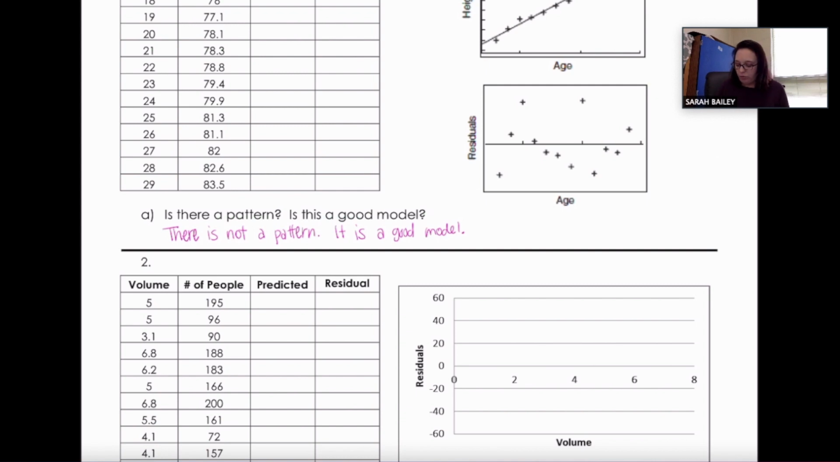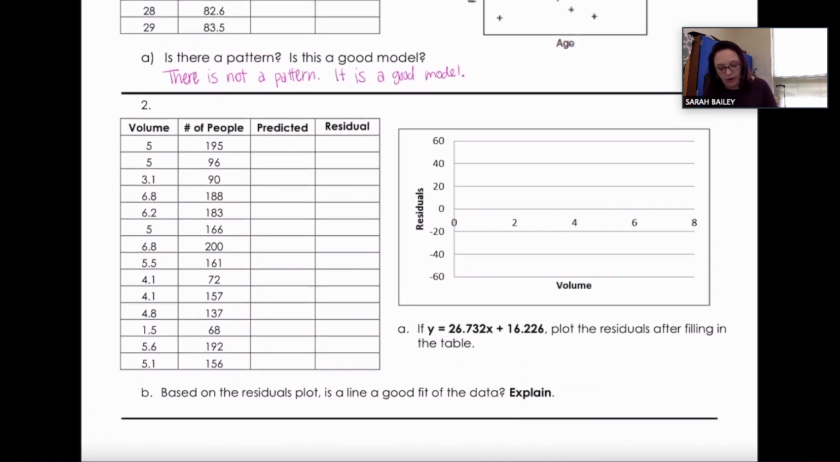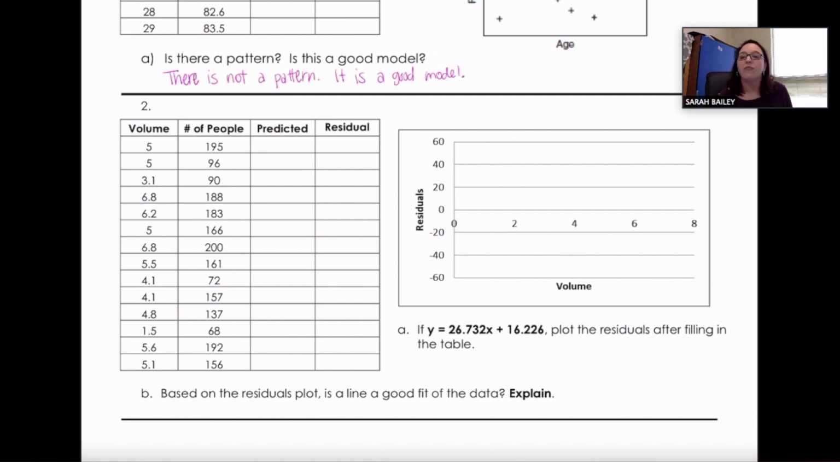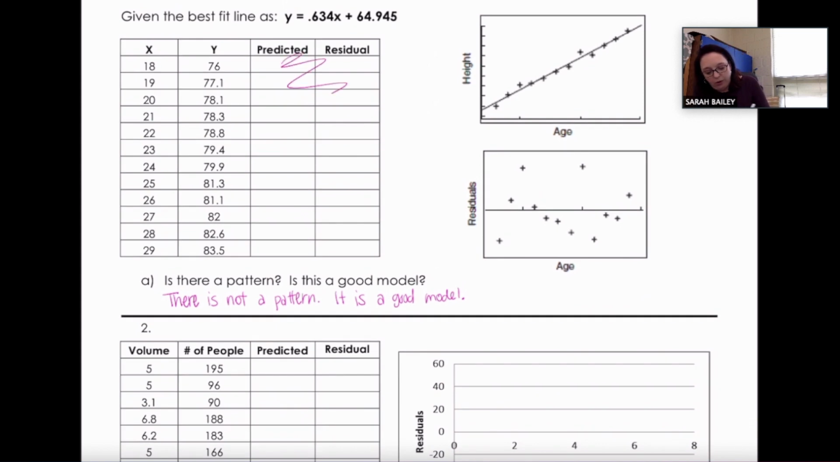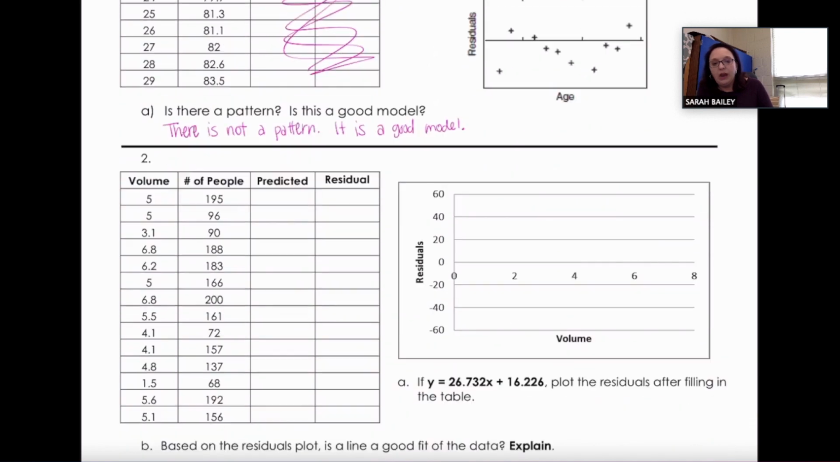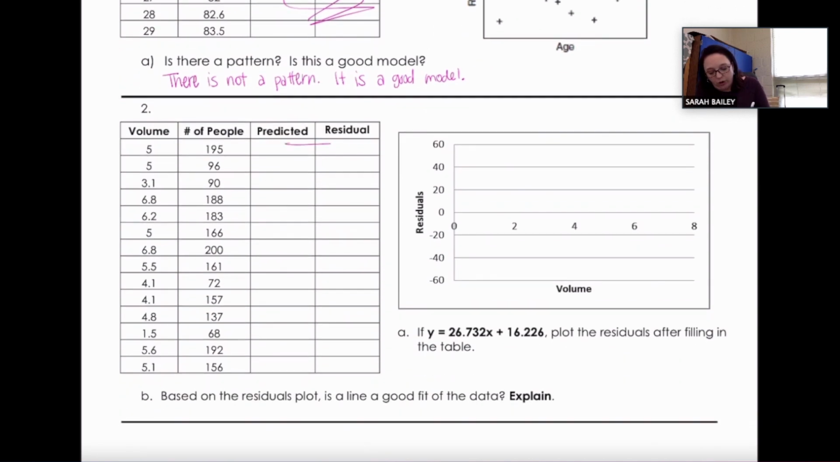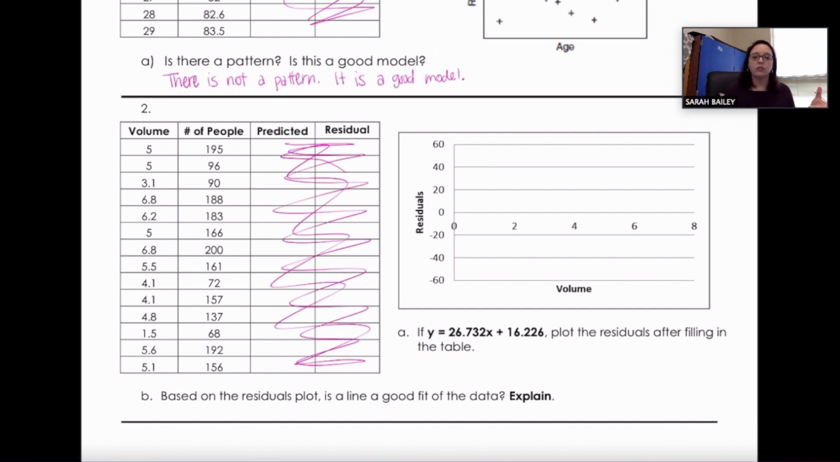Okay, so let's look here at number 2. All right, so we have our table again. And, let me go back real quick. I'm not going to make you fill in this part of the table. Just mark through that for me. And then for number 2, same thing. We're not going to fill in this part. I'm not going to make you do that by hand either because we're going to use the technology to help us.